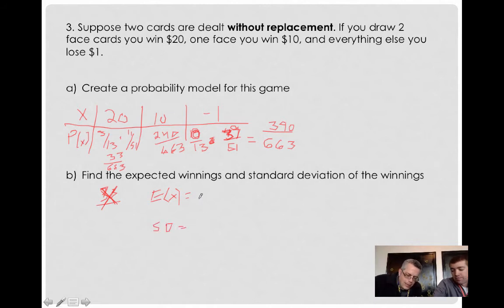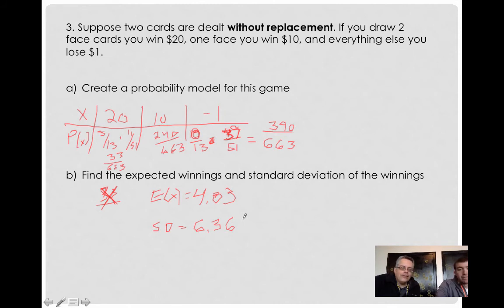Okay, so I'm going to stat, calc, 1 variable stats. List 1, list 2, calculate. We get the expected winnings is $4.03. This is a good game to play. On average, you're going to win $4 a shot. And then the standard deviation is 6.36. So there's our measure of center and spread. Theoretical values. If we did this many times, on average we're going to win $4, and that's the standard deviation of our win.